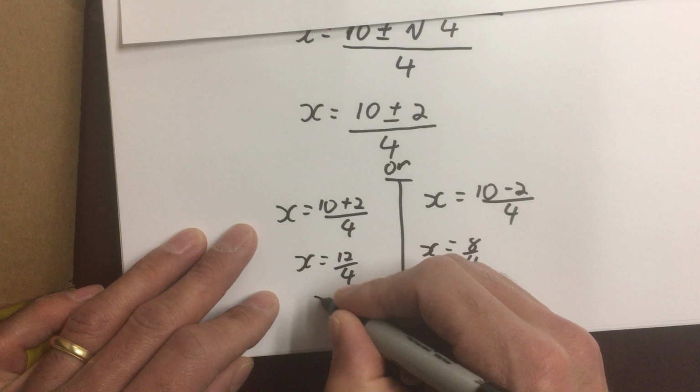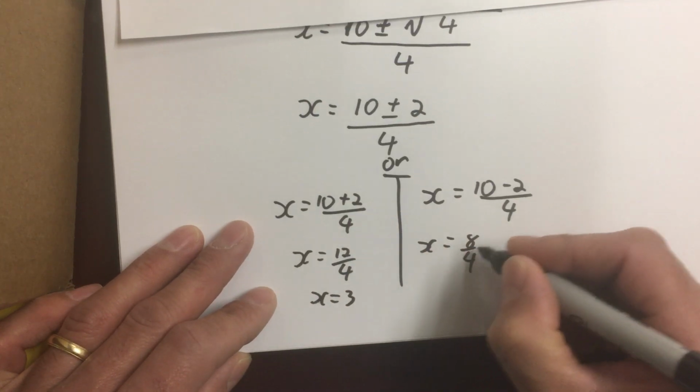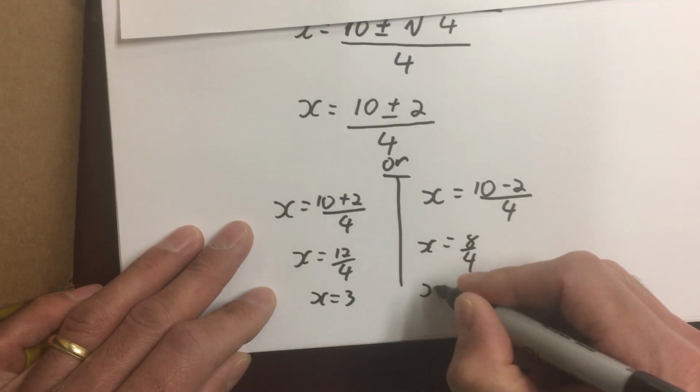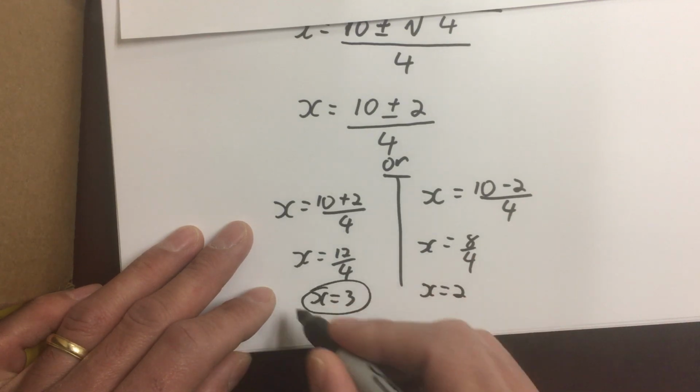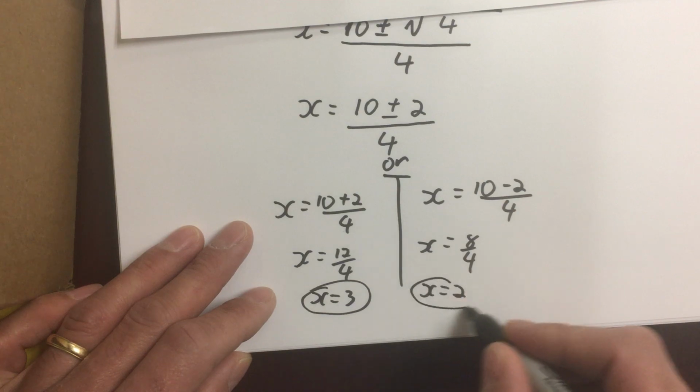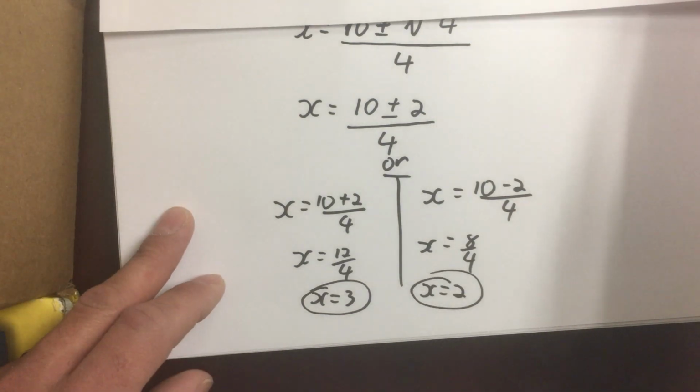12 divided by 4 is 3. 8 divided by 4 is 2. So our two answers are x equals 3 and x equals 2.